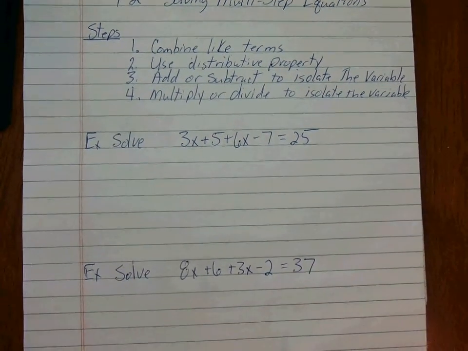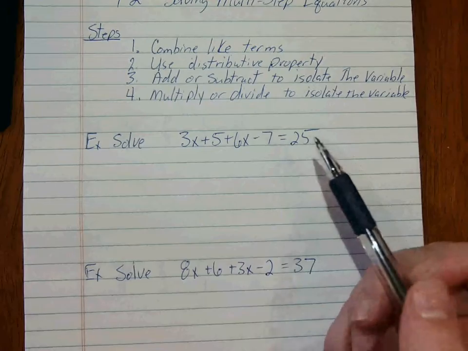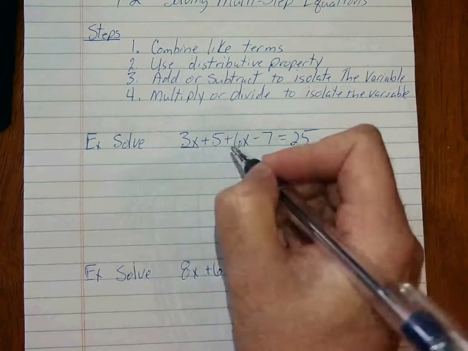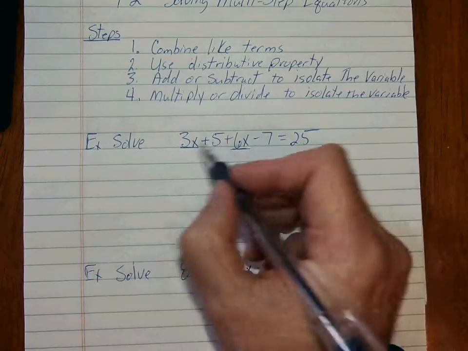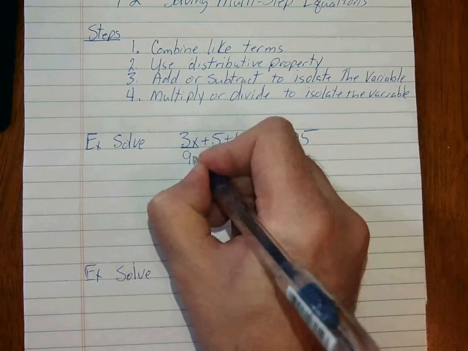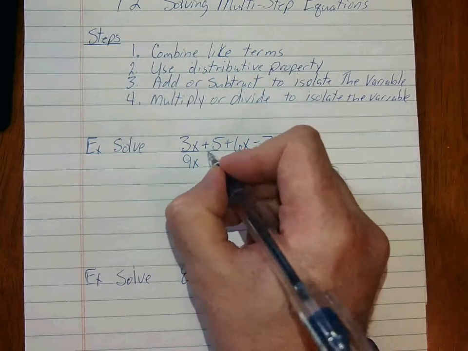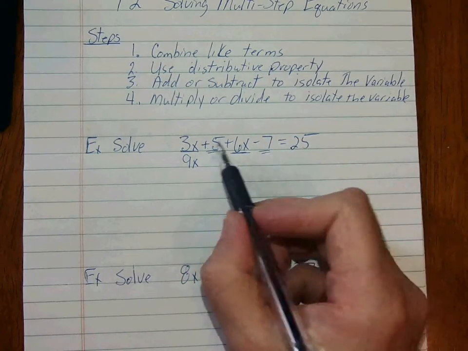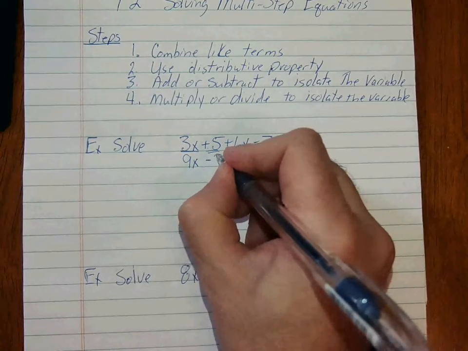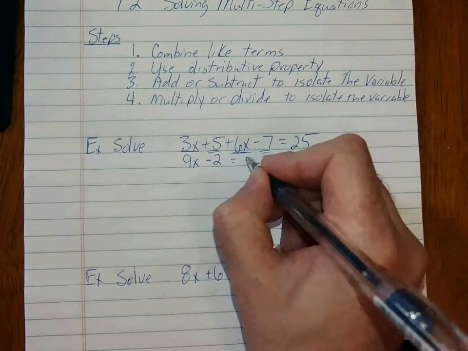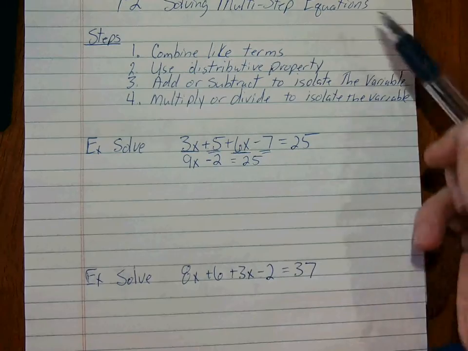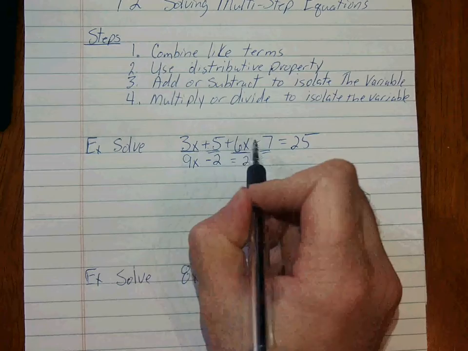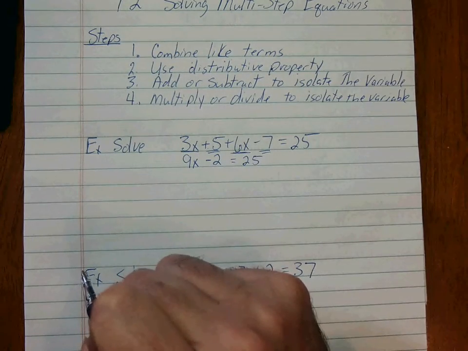So in our first example here, if we go through our steps, we want to look to see if we have like terms, and we do. We have a 3x and we have a 6x, so you're going to combine those. You're going to get 9x. You also have numbers. You have a 5 minus 7. 5 minus 7 is going to give you a -2. That's going to equal 25. So we did our combine like terms. You will notice that there was no distributive property. There was no parentheses anywhere there.